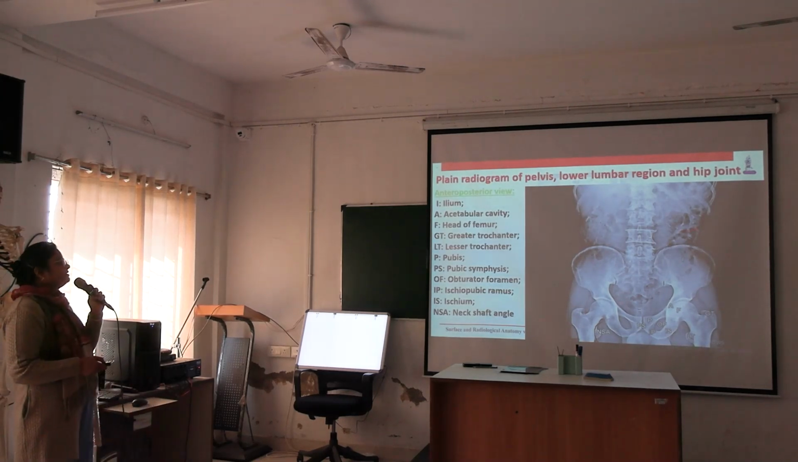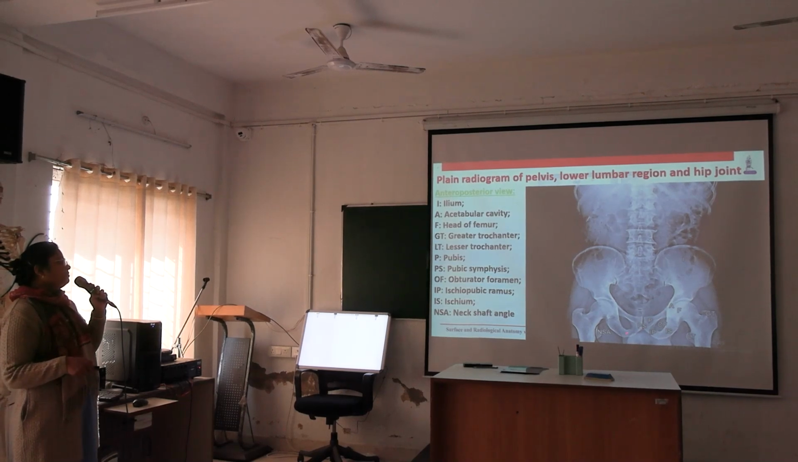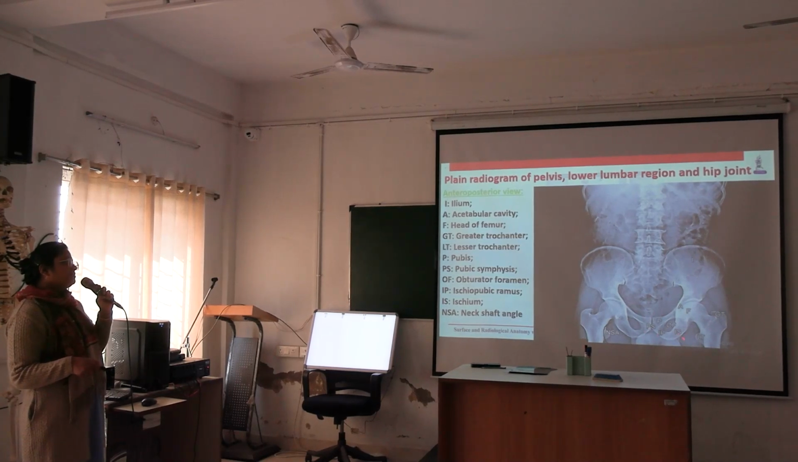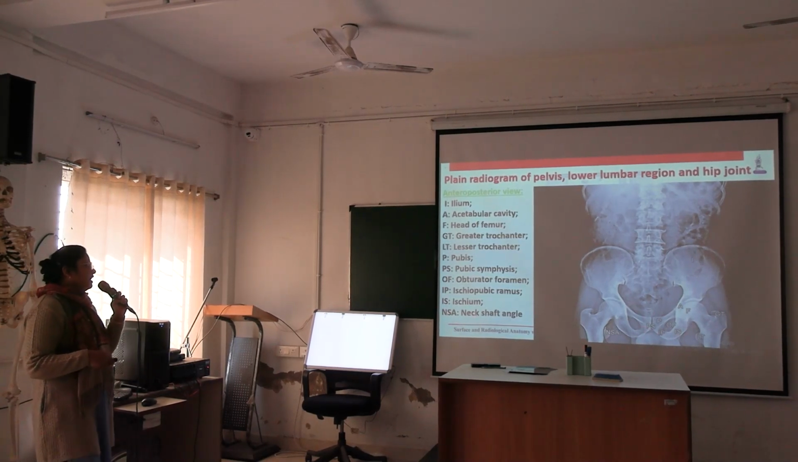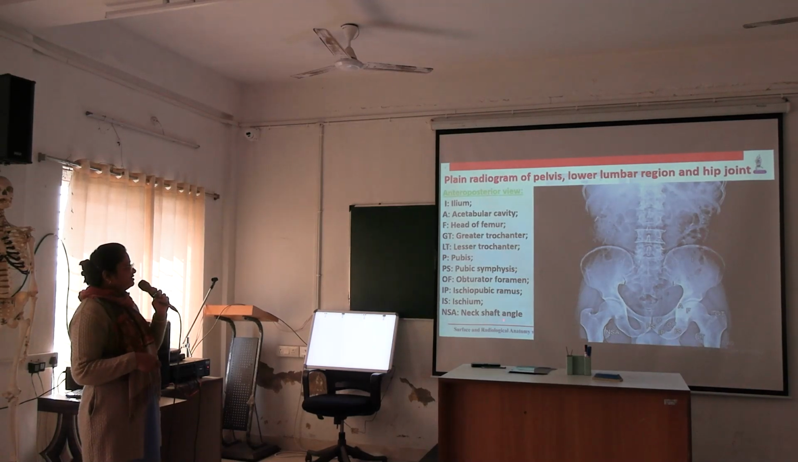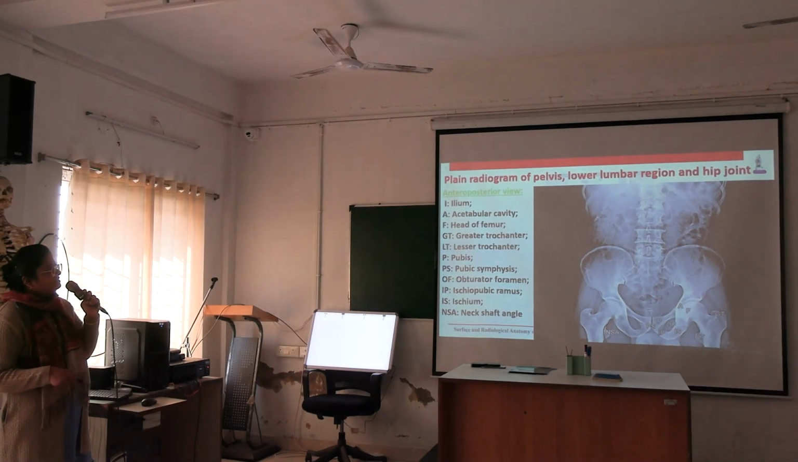So I is representing ilium, A is acetabular cavity, GT is greater trochanter, LT is lesser trochanter, P is pubis, PS is pubic symphysis, OF is obturator foramen, IP is ischiopubic ramus. Here is the ischium, and connecting ischium and pubis is the ischiopubic ramus. IS is ischium, and NSA is neck shaft angle. So these are the structures you are seeing in plain X-ray of pelvis AP view.